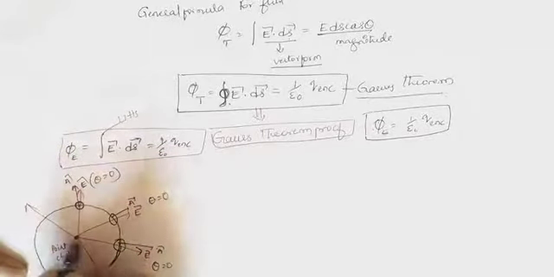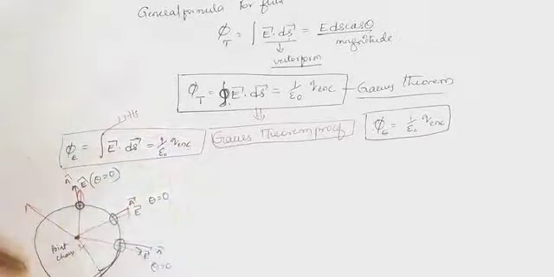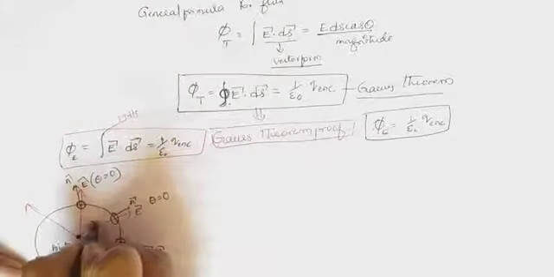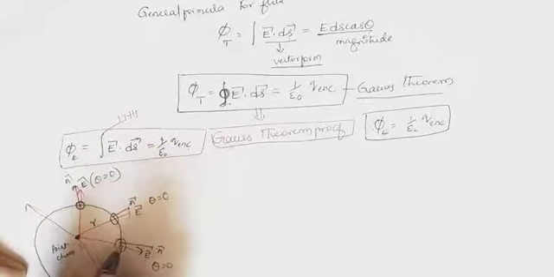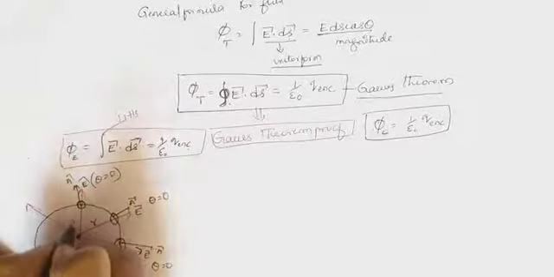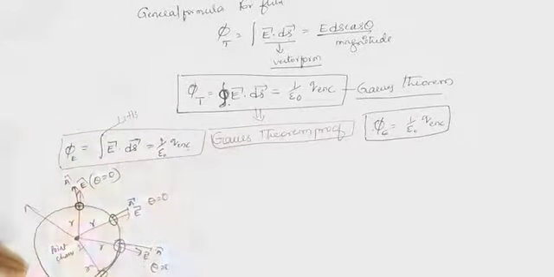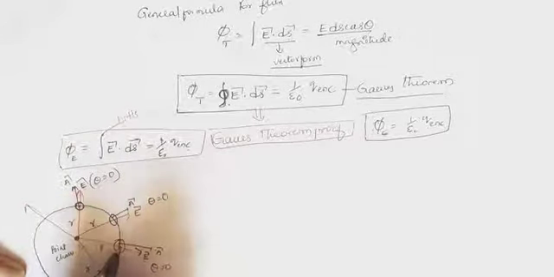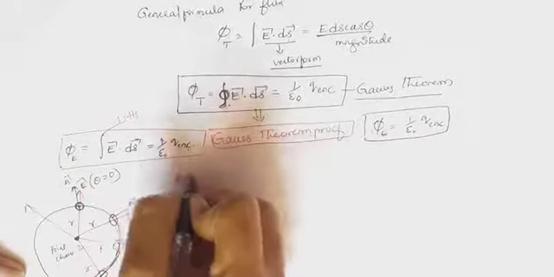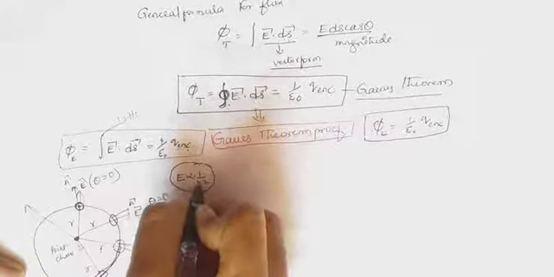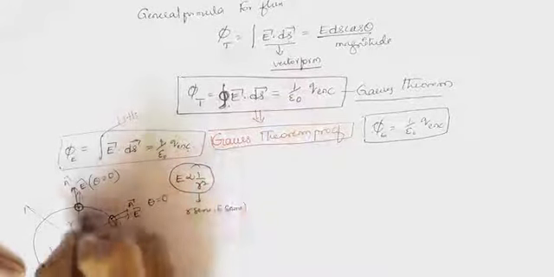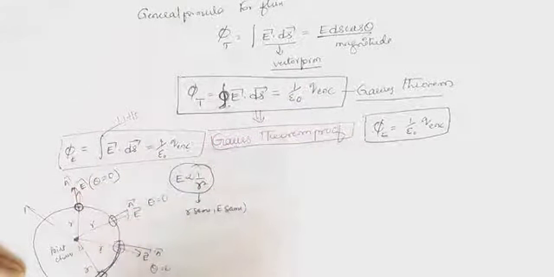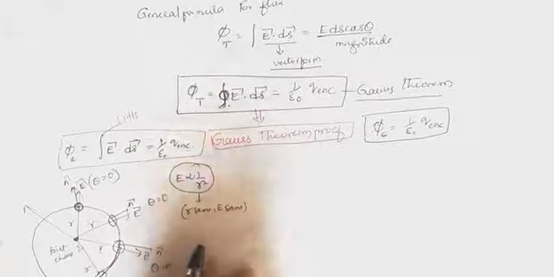Why? Because for the sphere the radius is the same. The radius is the same means from the charge to every point on the surface the distance is the same. So at a particular distance the electric field is the same at every point, because the electric field is inversely proportional to r square. As r is the same, the electric field is also the same. So here the electric field is the same and r is the same.